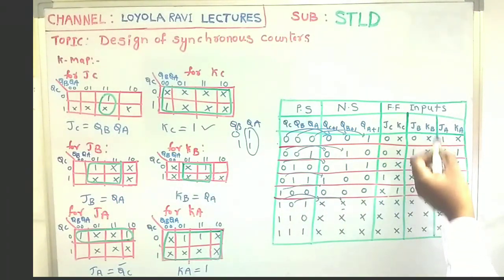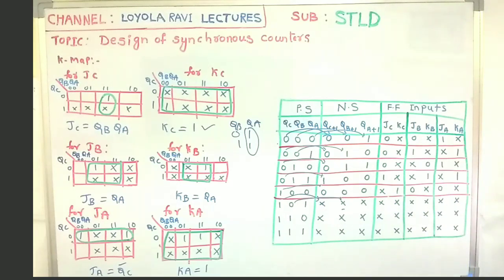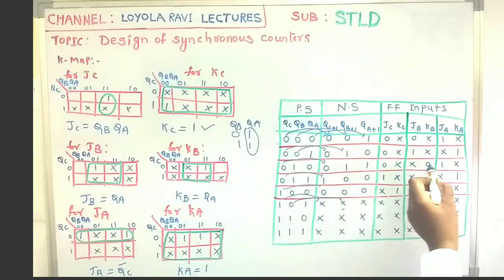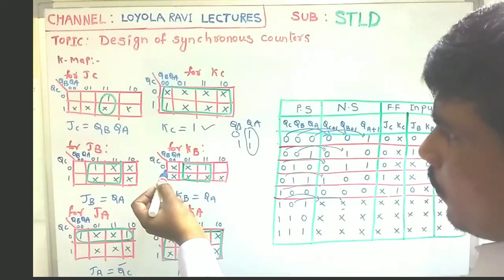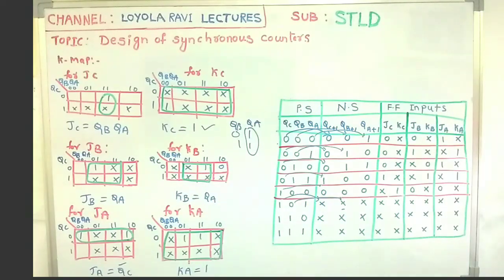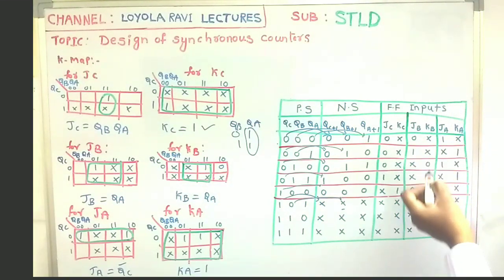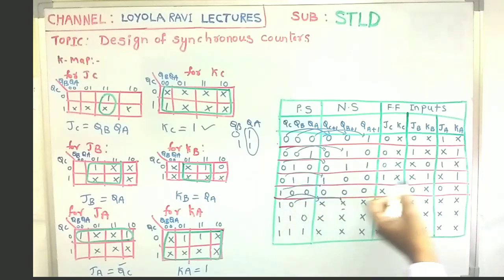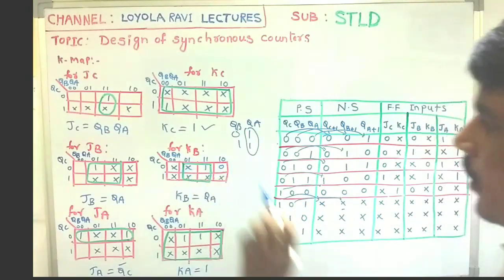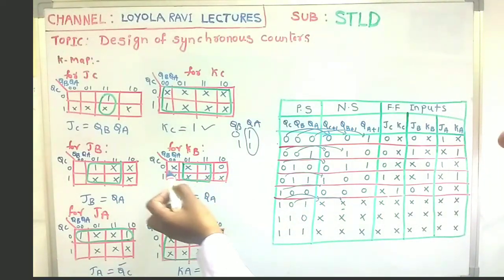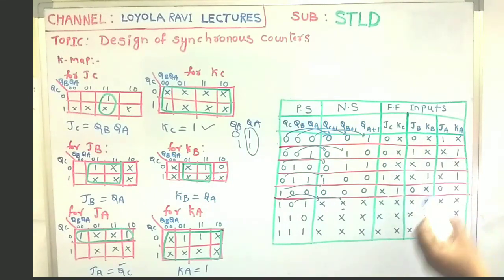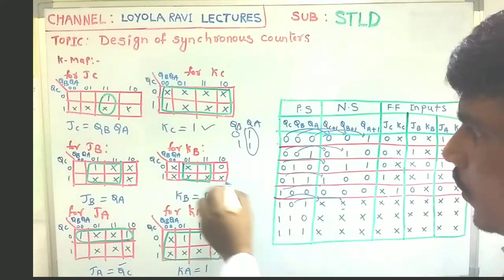The same I will go for KB. For KB, where we have highs and don't cares, those terms we have to take. In this, in two cases only we have 0: 0, 1, 0, 0, 1, 0. Here we are getting only 0. In the same manner, we have 1 at 3 cases: 0, 1, 1 and 0, 1. Remaining all are don't cares. That's why directly I am writing don't care, don't care, don't care.